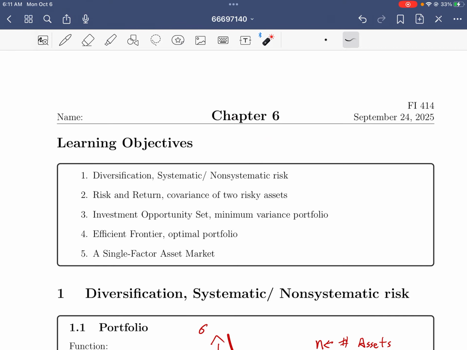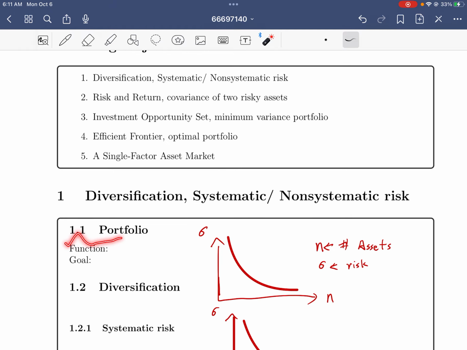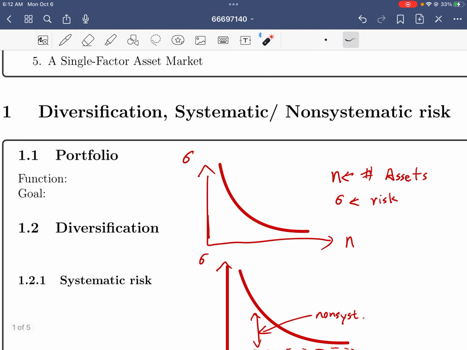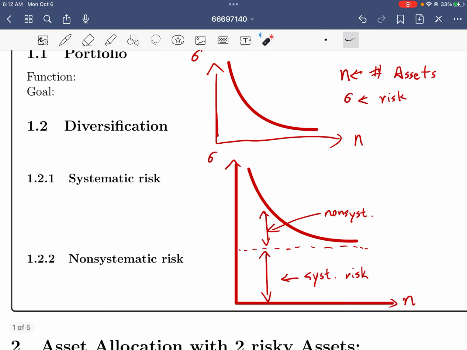Here in chapter 6, we first talked about a portfolio, the function and goal for the portfolio. We're trying to construct a passing portfolio. To construct a passing portfolio, we need to do diversification. As we add more stocks into our portfolio, we know that the overall risk of our portfolio goes down. We have this kind of relationship between the number of assets in our portfolio and the risk of our portfolio.